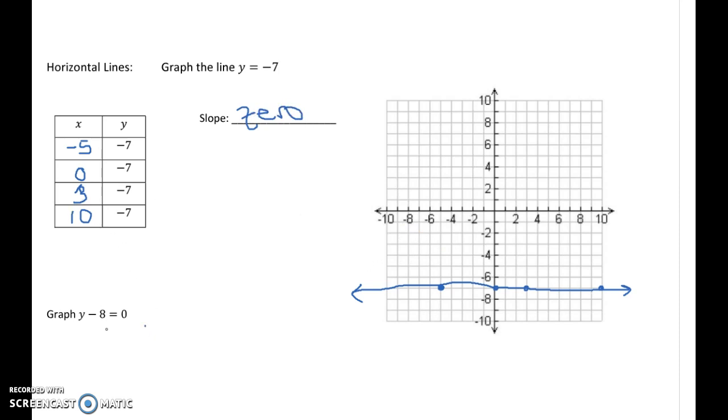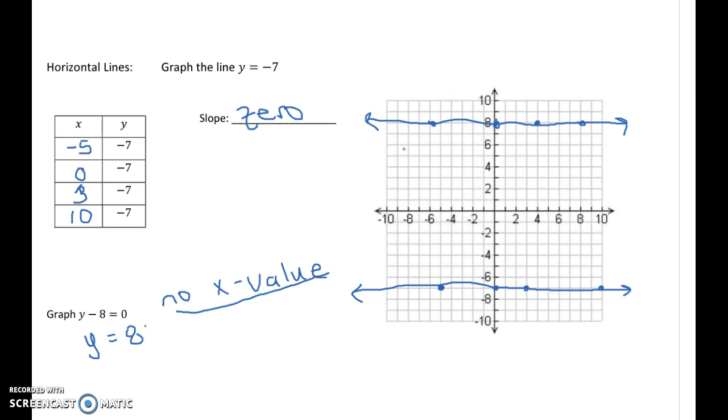And if we want to graph y minus 8 equals 0, notice there's no x value. When there's no x value, that's just y equals 8. We'll just go to 8, and we'll plot some points along y equals 8, to the right and to the left, and it creates this flat horizontal line with what we call 0 slope. So when there's no x value, it creates a flat horizontal line at the given y value. And that's all the review we're going to do, and we'll continue chapter 8 in class.